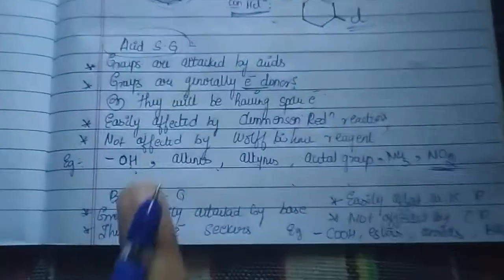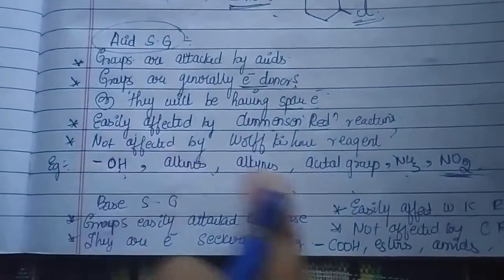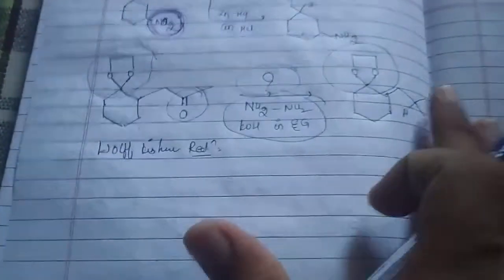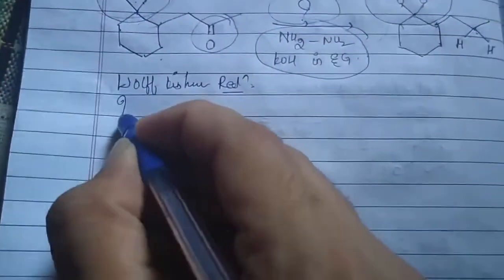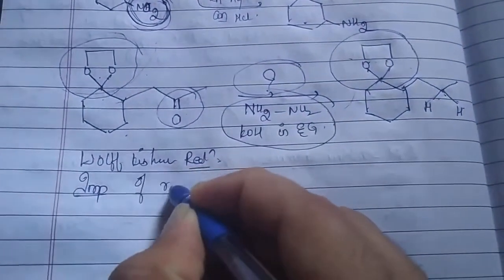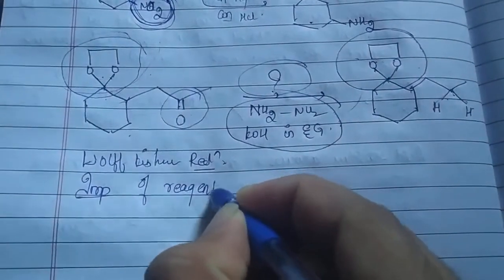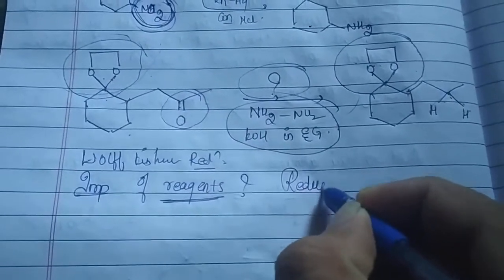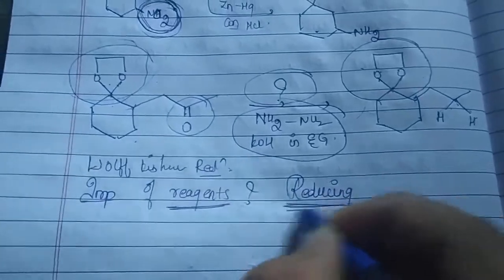Of course, here I have given certain important points, what do you mean by acid sensitive groups and what do you mean by base sensitive groups, along with the examples. Now I would like to give an important note to make you aware of how important the reagents are, under the concept of importance of reagents. And majorly I would like to cover reducing reagents or reducing agents.